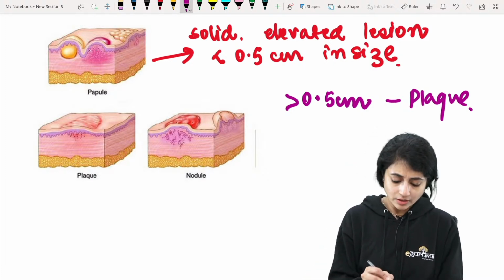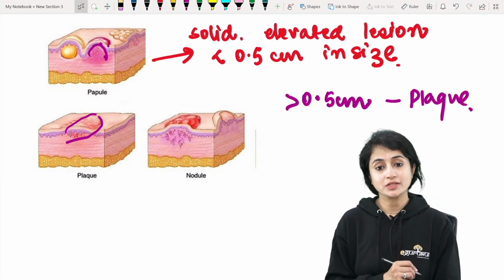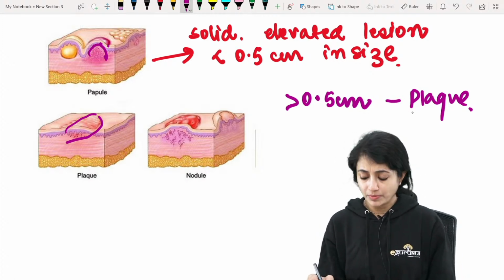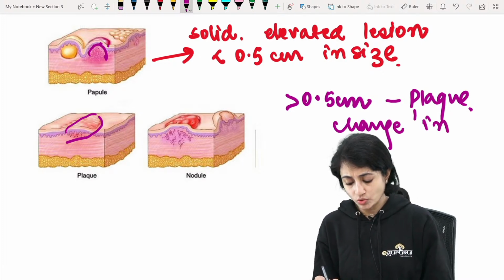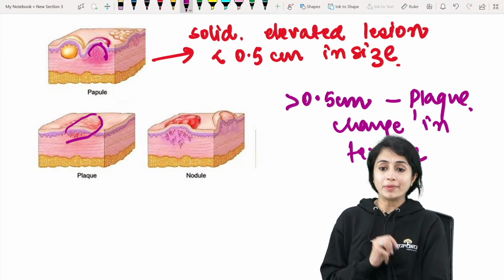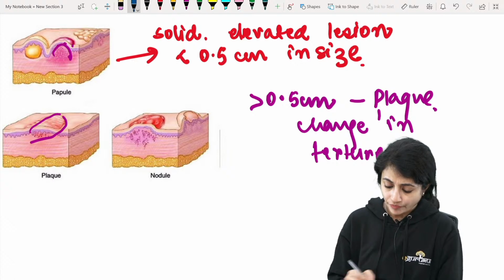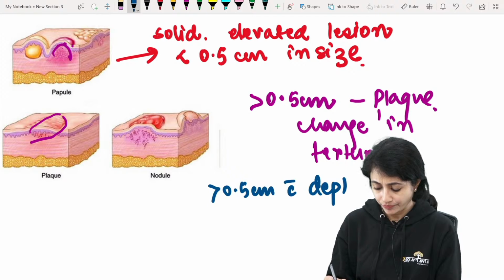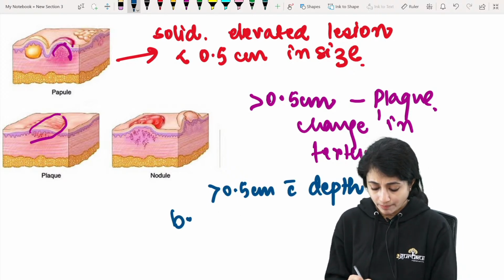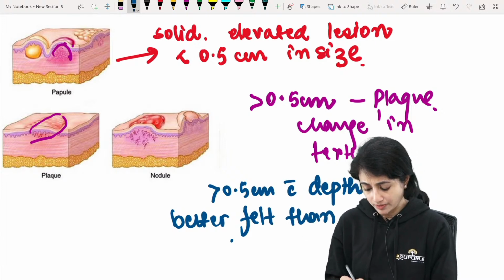See, this is a papule, a solid lesion. But if it is larger than 0.5 centimeter in size, it is called a plaque. A plaque would always have a change in texture, so you can feel it. If you close your eyes, you cannot feel a macule or a patch, but you can feel a plaque. Now, if I have a lesion which is more than 0.5 centimeter with depth, it would be better felt than seen.